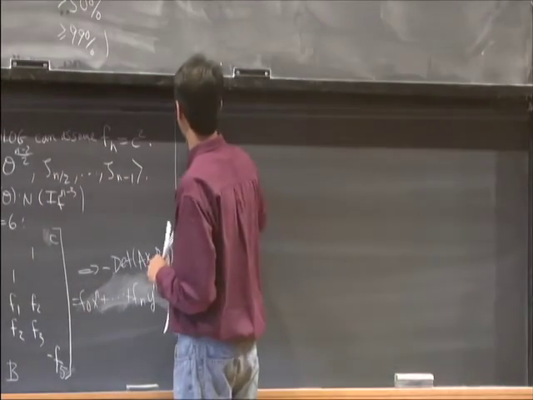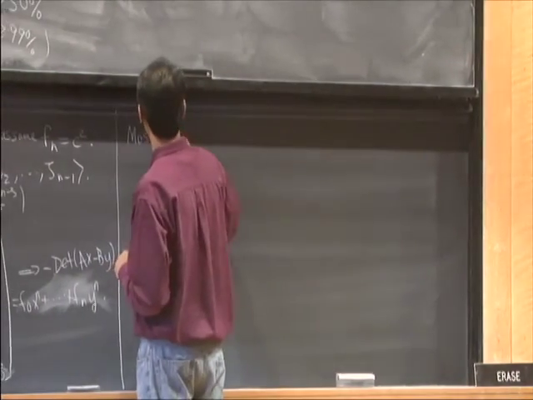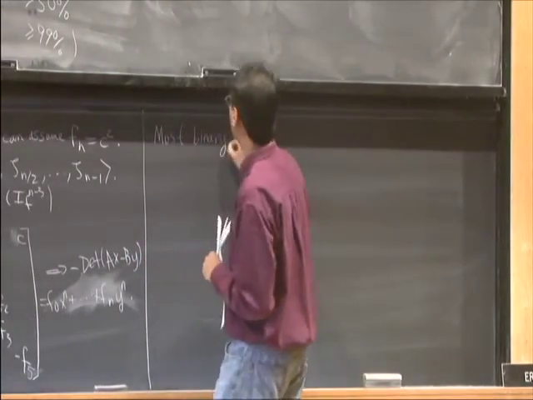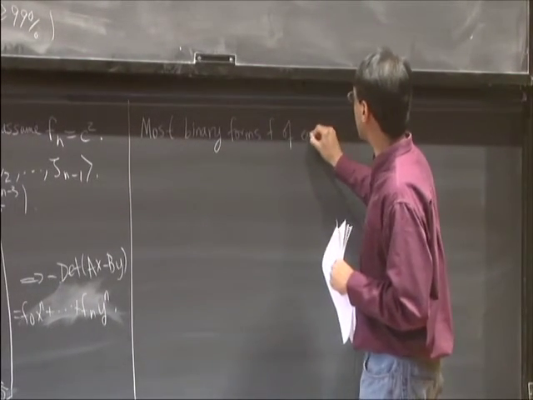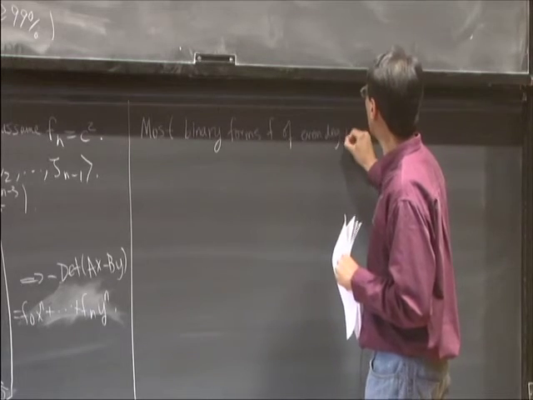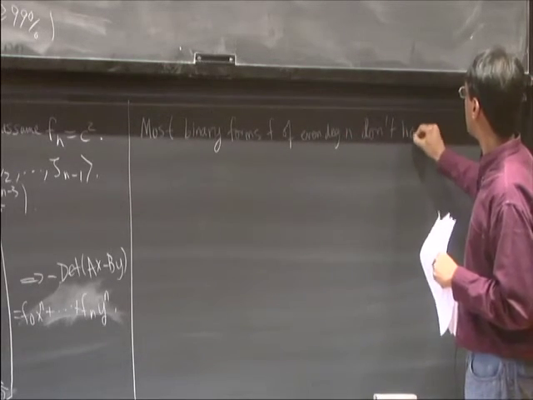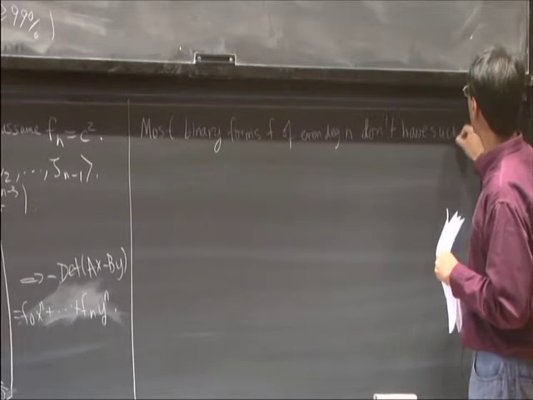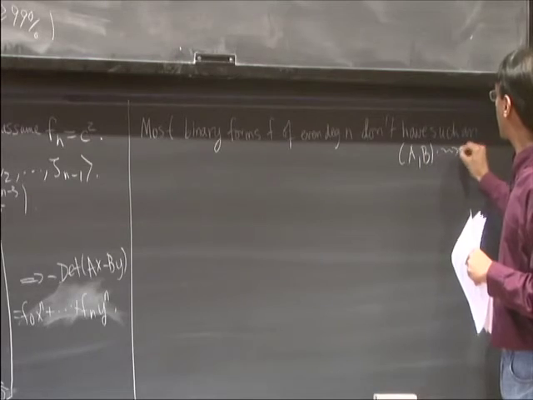Okay, so what remains then is to show that most binary forms of even degree don't have such an AB giving rise to f.